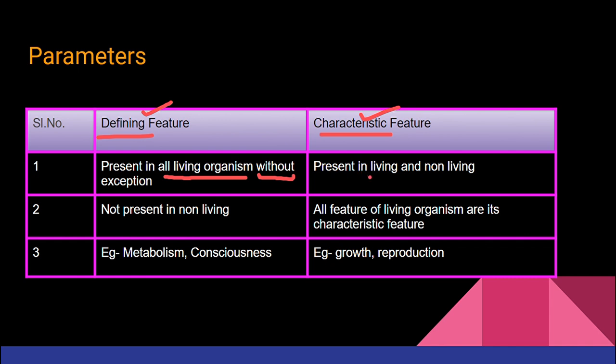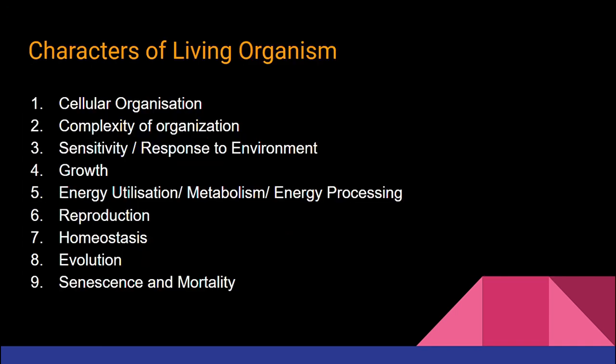Characteristic features are present in living as well as non-living things. Is a defining feature present in non-living things? No, because that is the exclusive property of living organisms, right? Examples are your metabolism and consciousness; how they are called defining features, we'll see in the upcoming slide. And examples of characteristic features are your growth and reproduction.